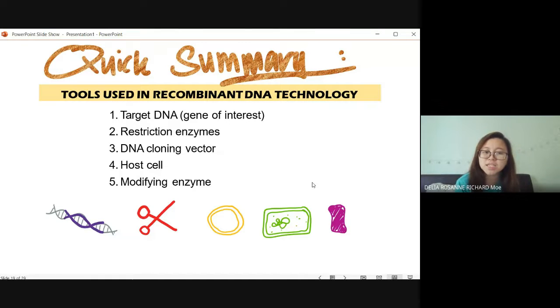Atau dia mesti ada syarat-syarat dia? Modifying enzyme pula apa? Contoh modifying enzyme, apa fungsi dia? Go back and learn about that. I think I asked you to do your notes for this one. So go back to your nota.